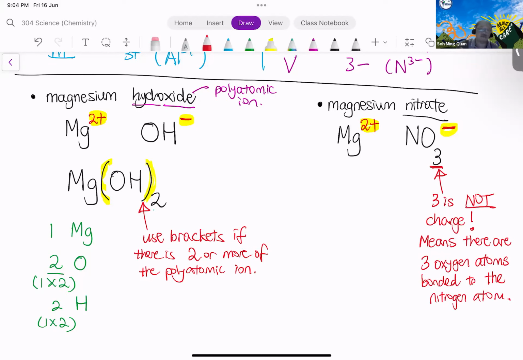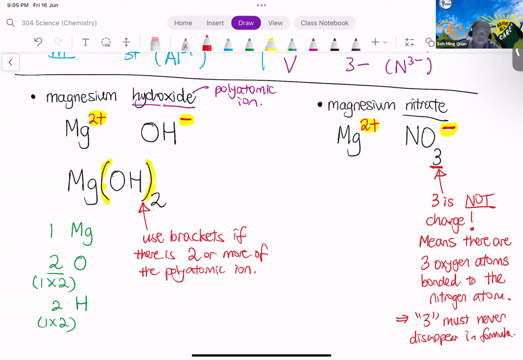And the 3 must never disappear in the formula. A lot of you like to make the 3 vanish. Nope, the 3 can never vanish for the nitrate. The 3 is a fundamental part of the nitrate formula. Your final answer for the formula must still have the 3 inside it, okay?